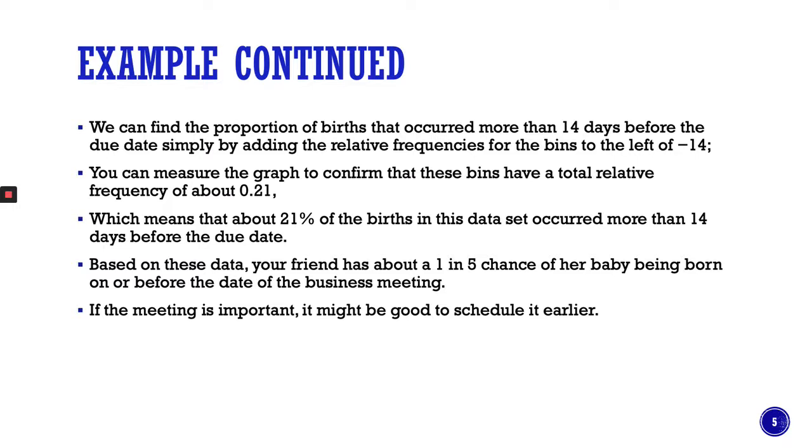We can find the proportion of births that occurred more than 14 days before the due date simply by adding the relative frequencies for the bins to the left of -14. You can measure the graph to confirm that these bins have a total relative frequency of about 0.21, which means that about 21% of the births in the data set occurred more than 14 days before the due date. Based on these data, your friend has about a 1 in 5 chance of her baby being born on or before the date of the business meeting. If the meeting is important, it might be good to schedule it earlier.